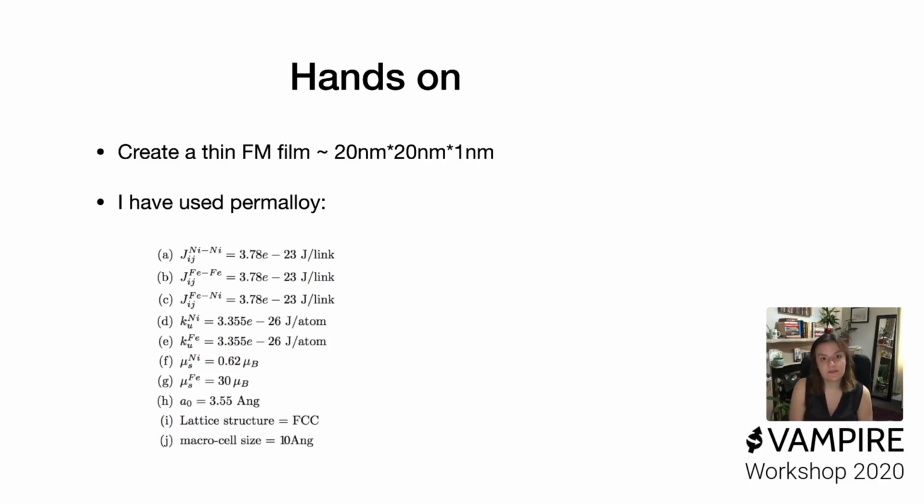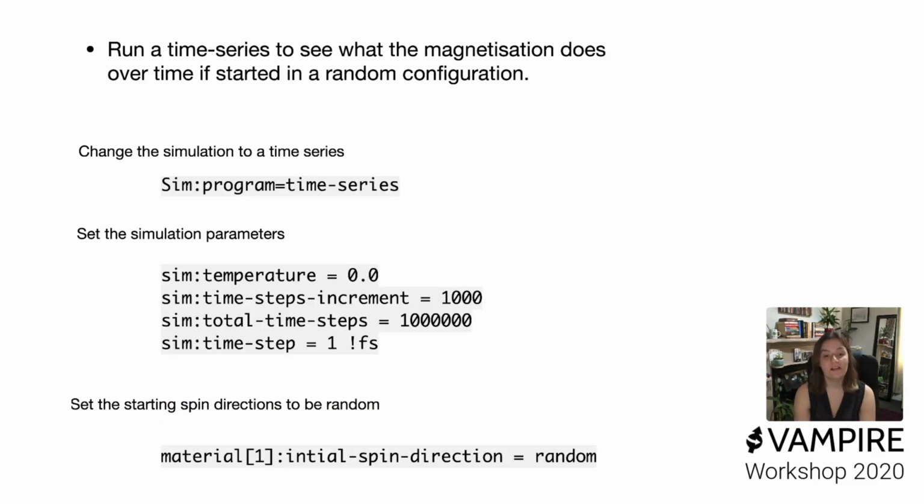So what I want you to do is think about what the magnetization should look like once it's equilibrated. I used permalloy as my ferromagnet, and all the properties of permalloy are written on this slide. We're going to take our thin film of permalloy and run a time series simulation with a random initial spin direction, and see what happens to the magnetization.